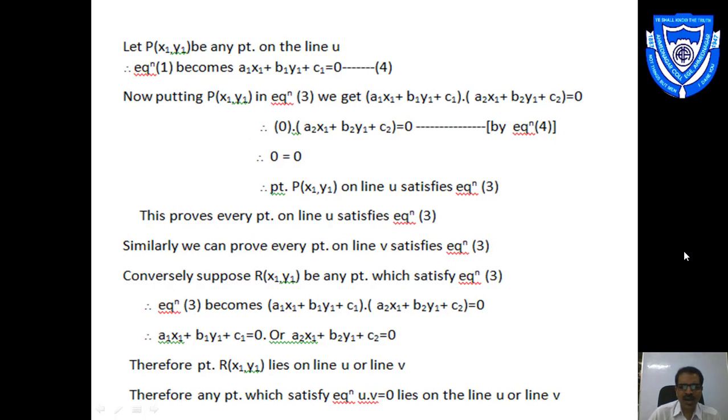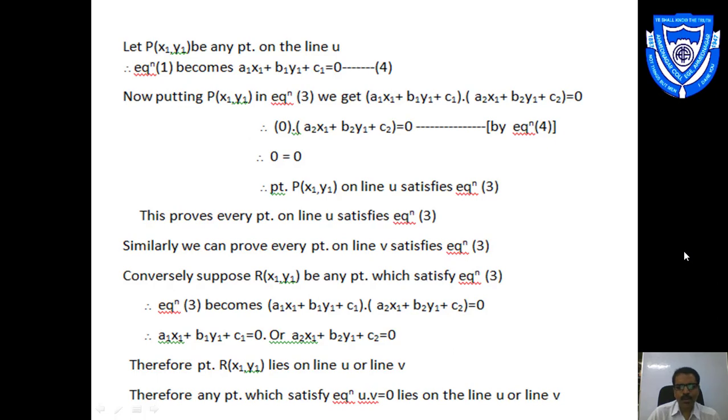Therefore, point R of x1, y1 lies on line U or line V. If suppose a1x1 plus b1y1 plus c1 is equal to 0, it means the coordinates x1, y1 of point R satisfy the equation of line U. And if suppose a2x1 plus b2y1 plus c2 is equal to 0, it means the coordinates x1, y1 of point R satisfy the equation of line V. So here it is proved that the point R of x1, y1 belongs to line U or line V.